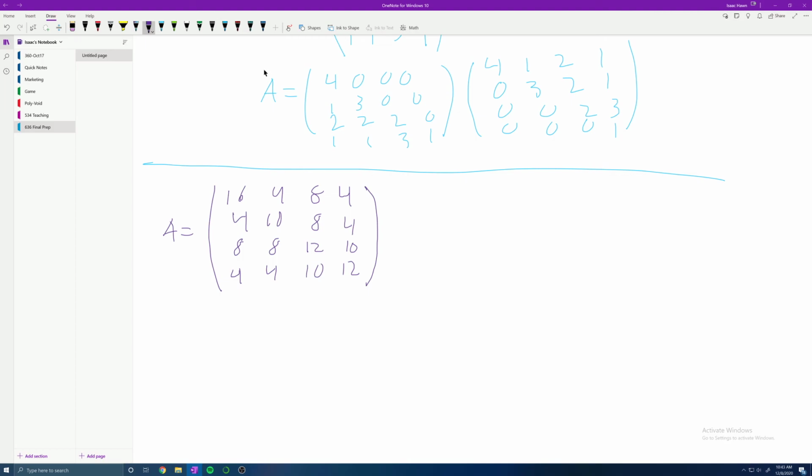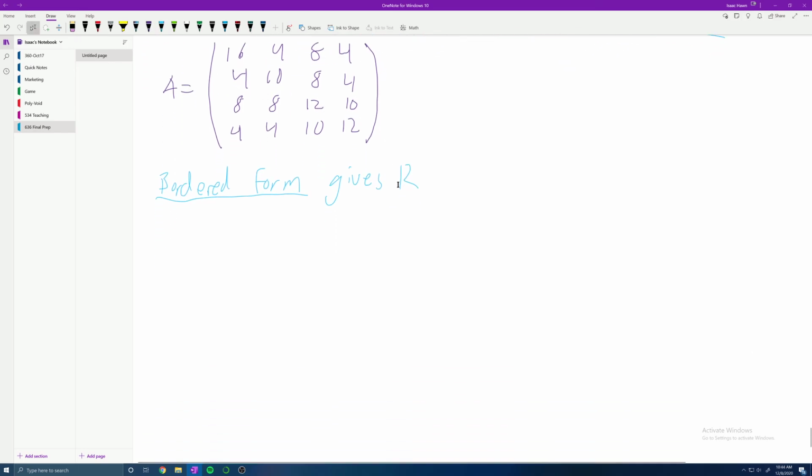So like I said, we're going to be using the bordered form, so it's going to look like this. And this is going to give us R, by the way, the upper triangular version, the transpose of R transpose. So this works backwards a little bit from what we just did. We're going to be starting with the smallest submatrix of A, and we're going to be working our way out to find R here.